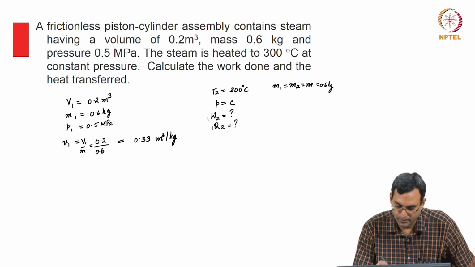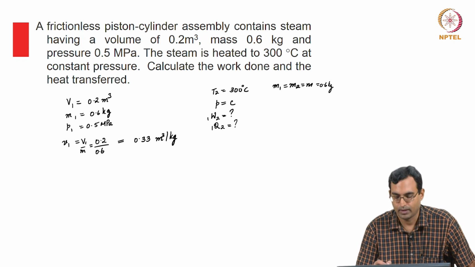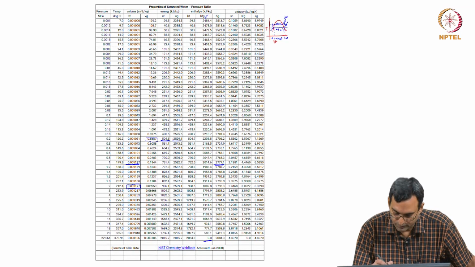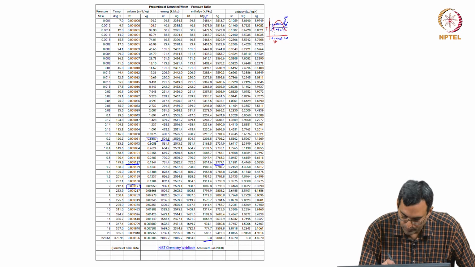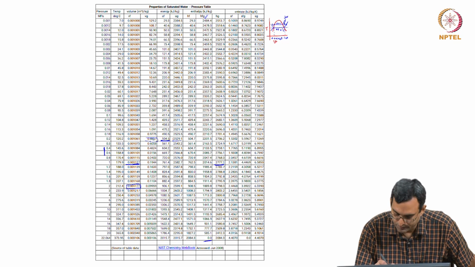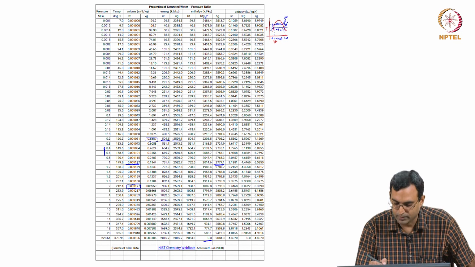So, let me just see where this is. It is going to lie in the saturated region. So, let me write down all of these values. I am looking at 0.4 and 0.6, I am going to take the average. So, 0.4624, 0.3156.